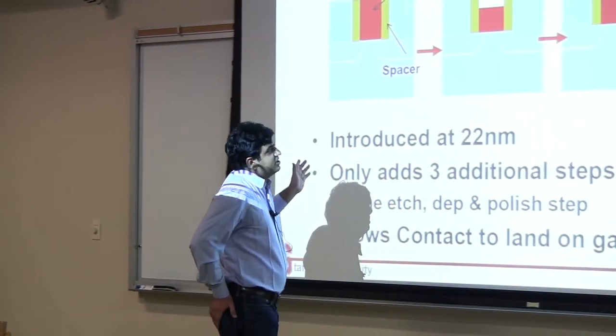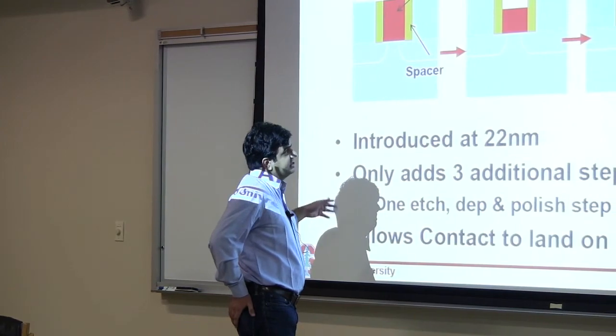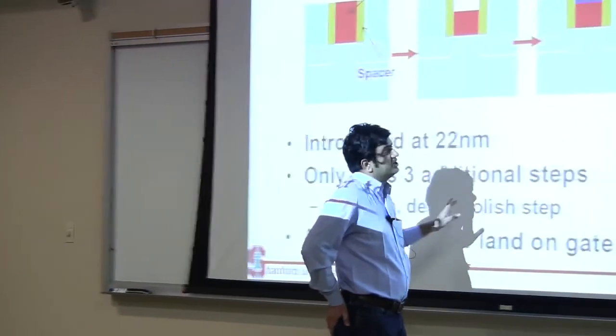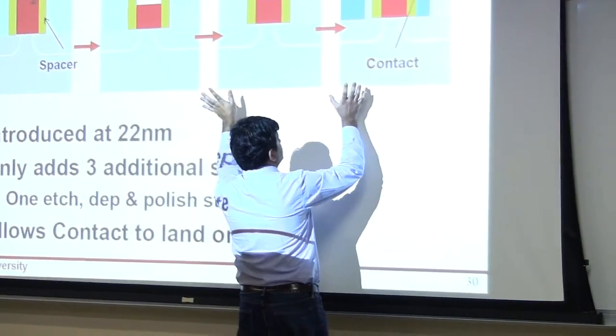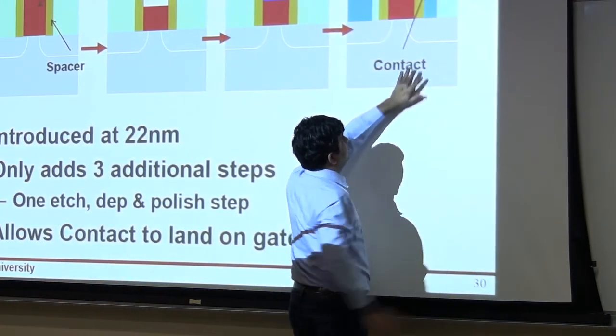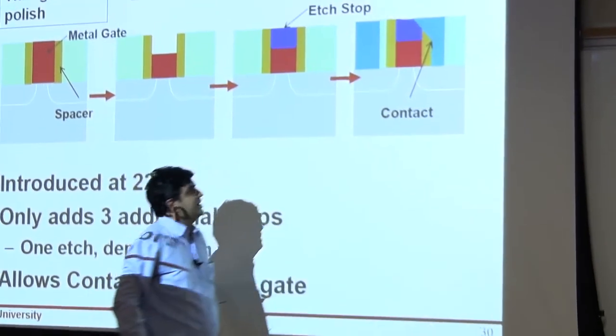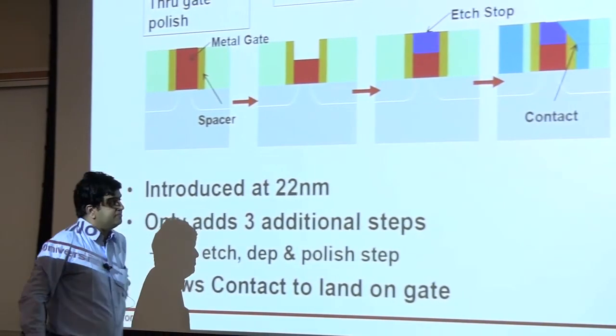And now essentially you're ready for this scheme called self-aligned contacts. So now what can happen is your contact can come and it would be misaligned. It would be either misaligned this way or misaligned that way, but part of it will still connect to your source and drain.